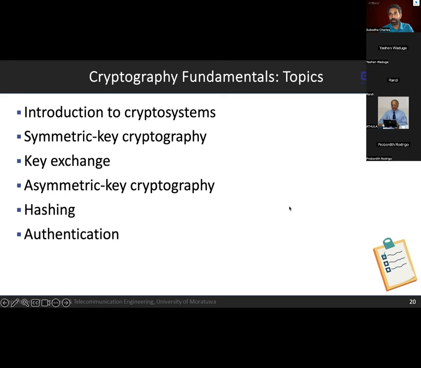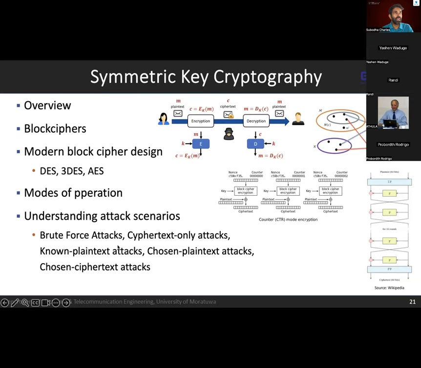So to give you some more information about the content, under symmetric key, these are some of the subtopics that we'll be covering, starting with the overview. Let me, my video is getting in the way.